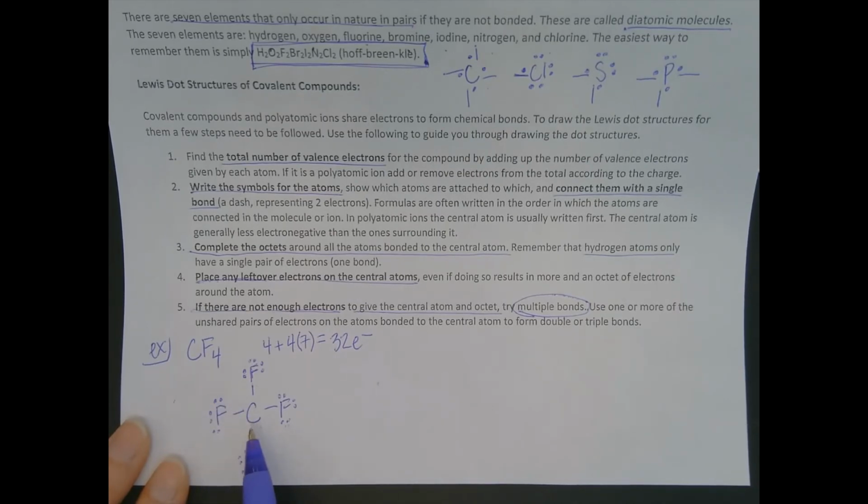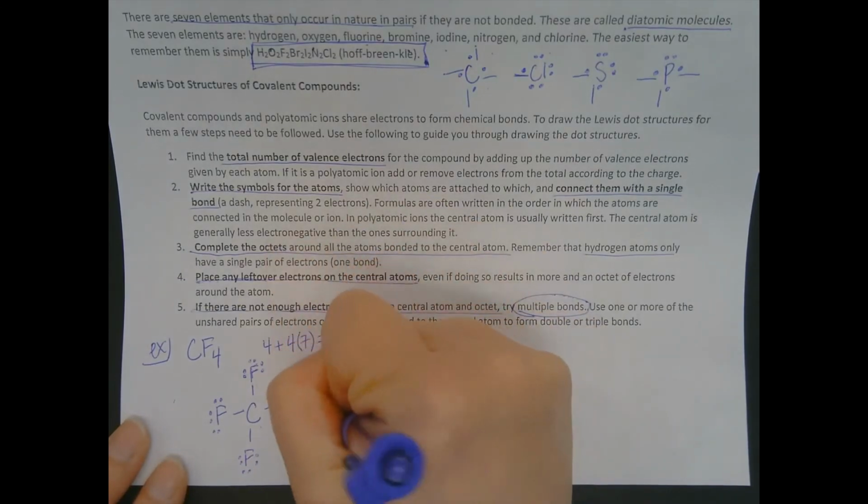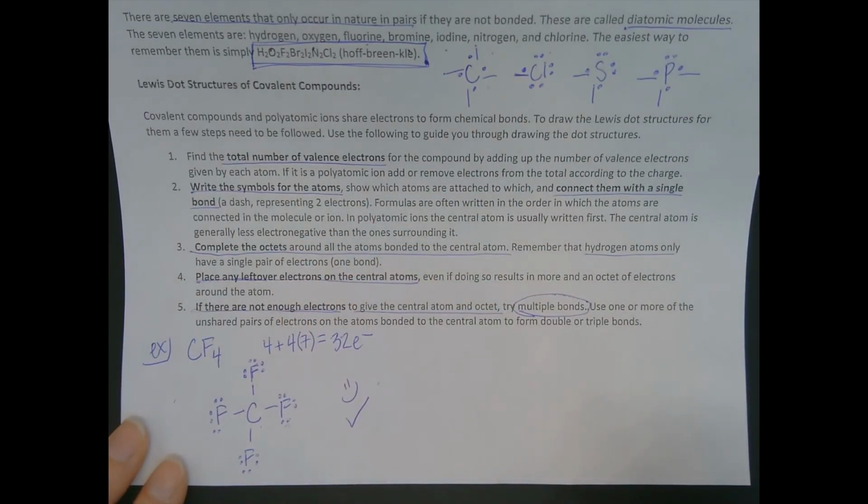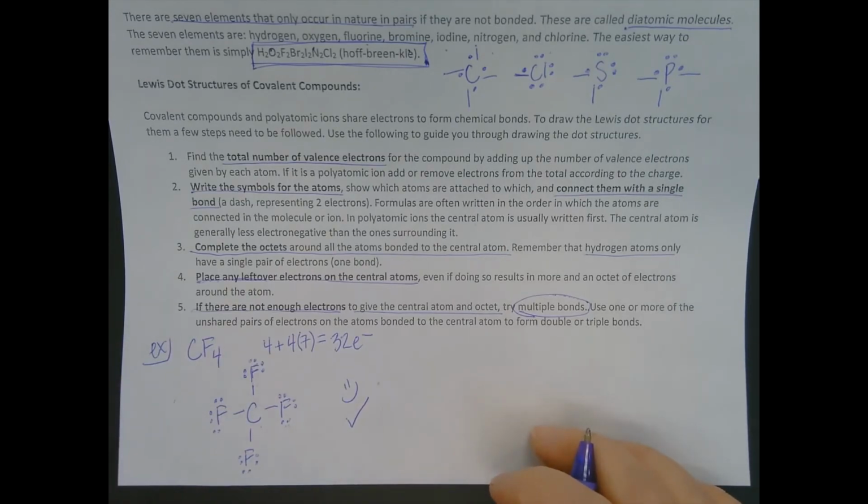Now check carbon. Does carbon also have 8? Yeah, because it's sharing 4 times. So everybody has a complete octet. We're done. Smiley face, check mark, ding. You got it right. This is a Lewis dot structure of CF4, which is carbon tetrafluoride.